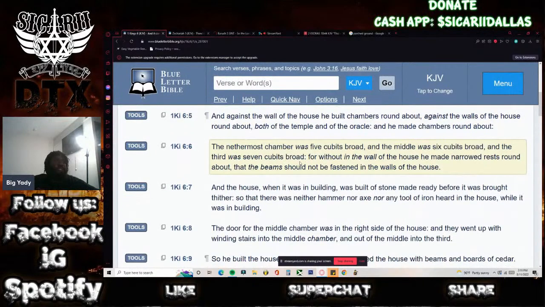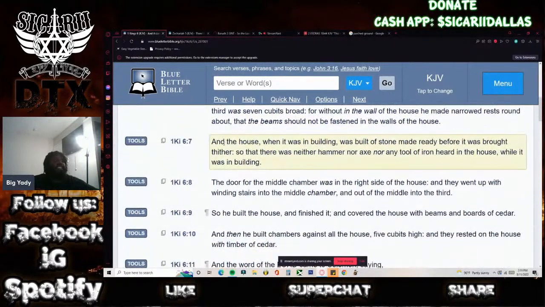Now let's jump to verse 7. It says, and the house, when it was in building, was built of stone made ready before it was brought thither. So the stones that built up this temple were already hewn correctly into the correct shape and size based off of the cornerstone. You had this original one, and then after they looked at that measurement, they built the rest of the stones. They hewed them before bringing them, so no hammer was heard.